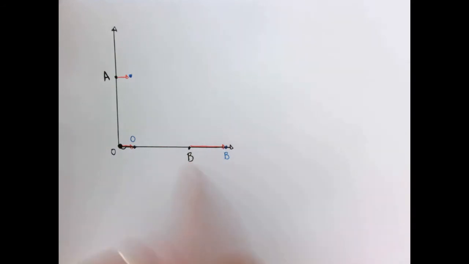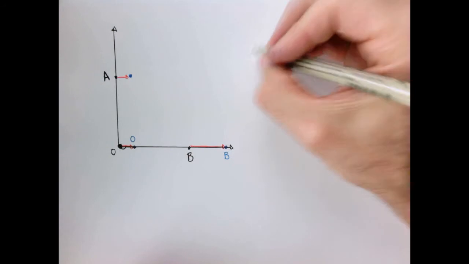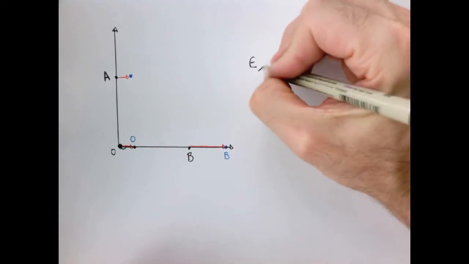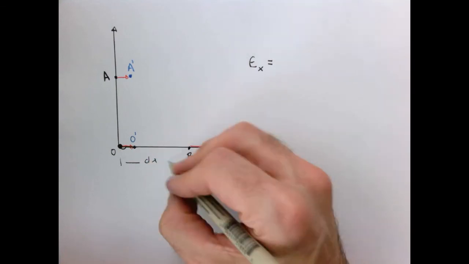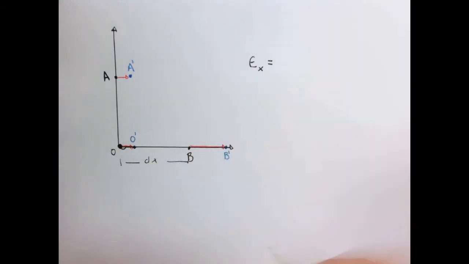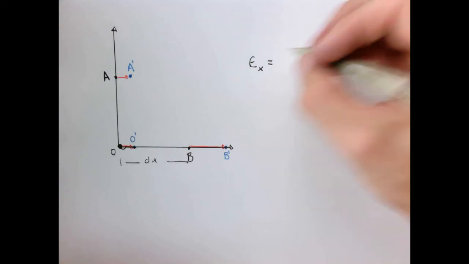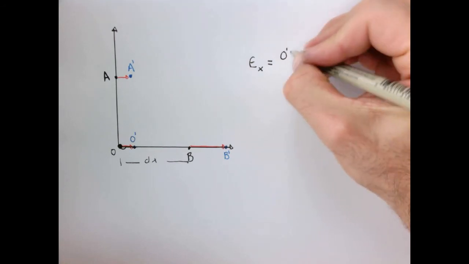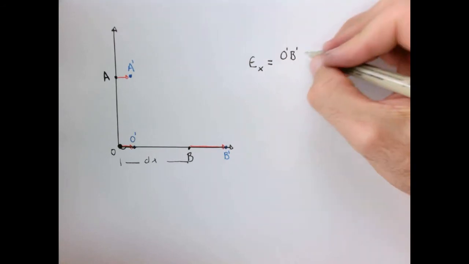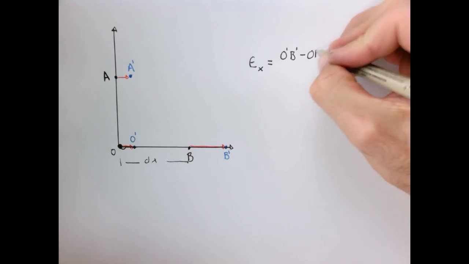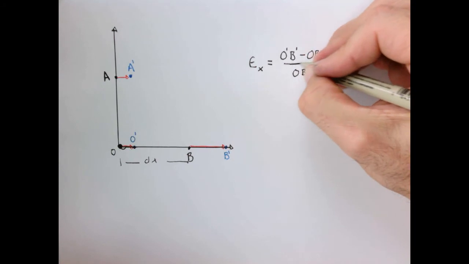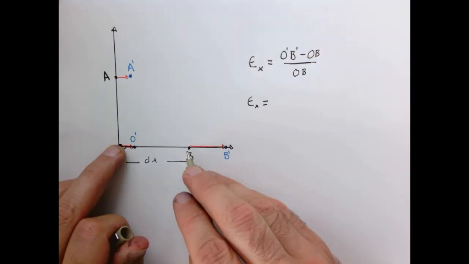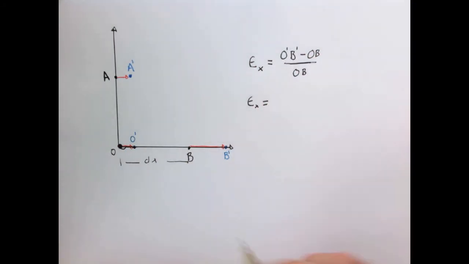So how do we understand the strain of the line element OB? This would be what we call the strain in the x direction. Let's remember that originally these points are separated by dx. To compute the strain, we have the length of line O prime B prime minus the length of OB, divided by the length of OB. So let's start with the line element O prime B prime.